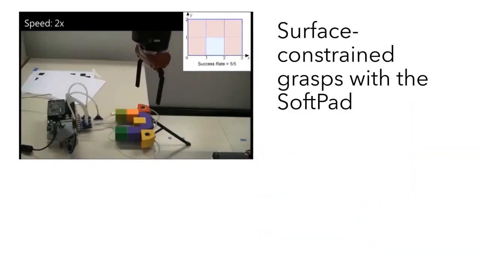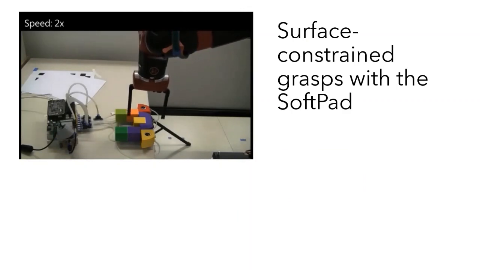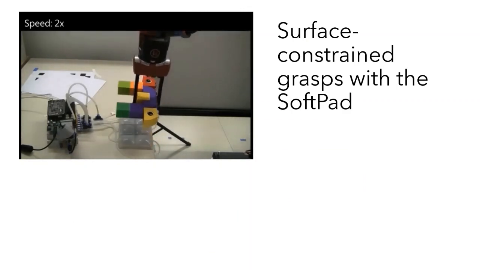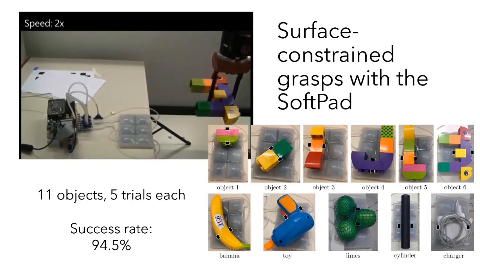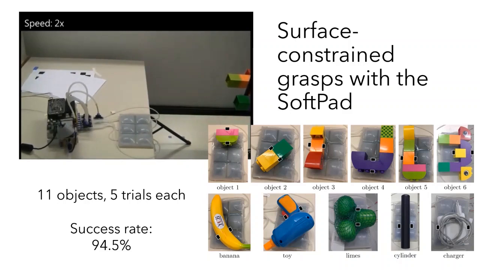Based on the number of modules that are in contact with the object, we can extend the procedure that we just saw to other objects. We tested 11 different objects and we got a success rate of 94.5%.